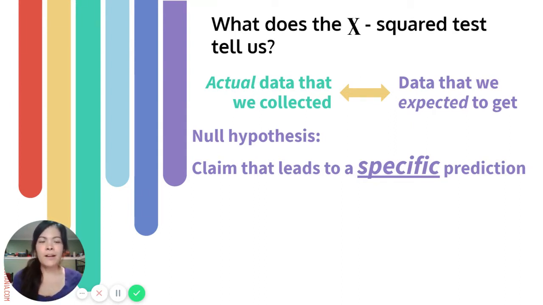For example, with the coin flipping example, if we say that our claim is that it's a 50% chance of heads and a 50% chance of tails, then if we flipped the coin 100 times, we would be able to specifically predict that we would get heads exactly 50 times and tails exactly 50 times.